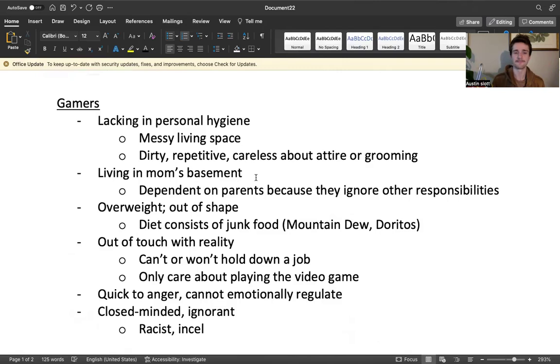Okay, they're overweight. They're out of shape. That diet is all about junk food, Mountain Dew and Doritos. Right, that's been the one that's talked about for years. That's the gamer diet, Mountain Dew and Doritos. They're out of touch with reality, okay?